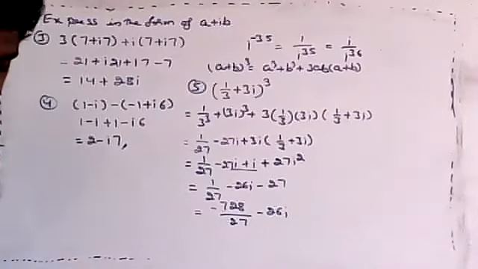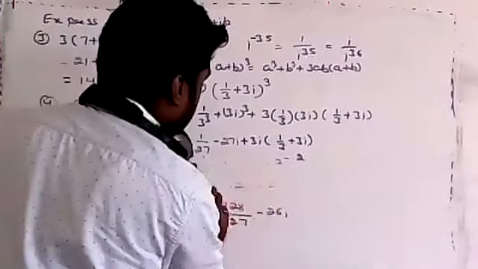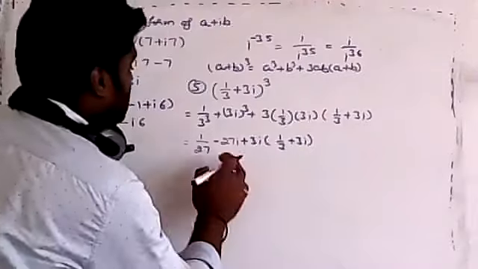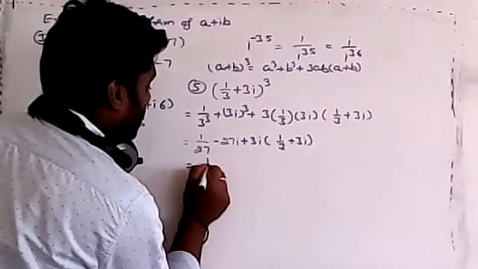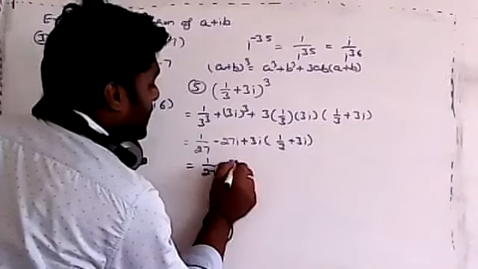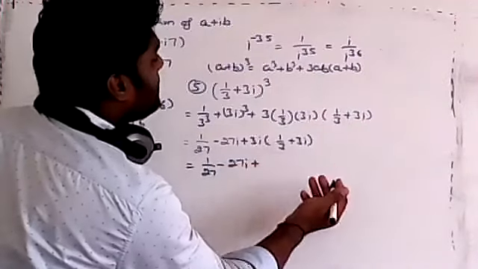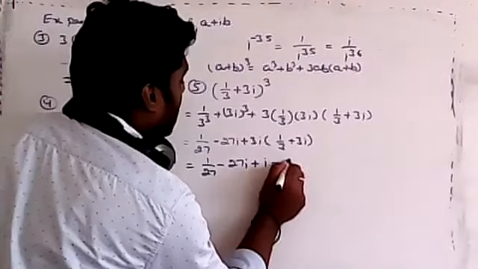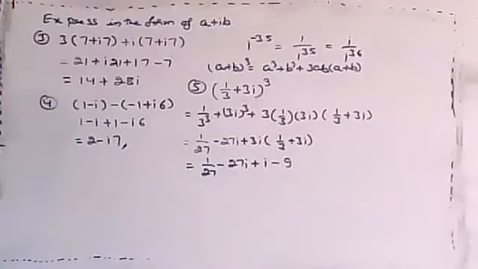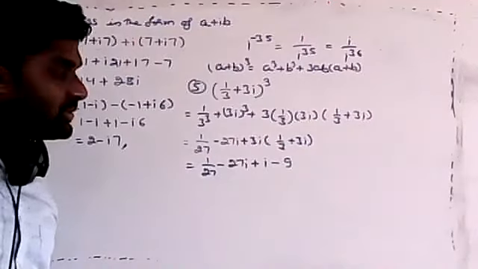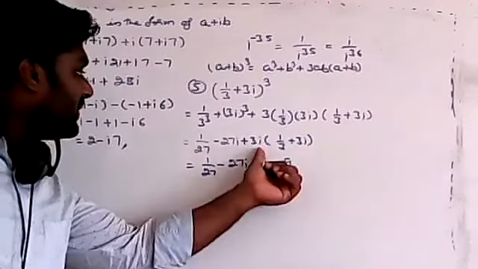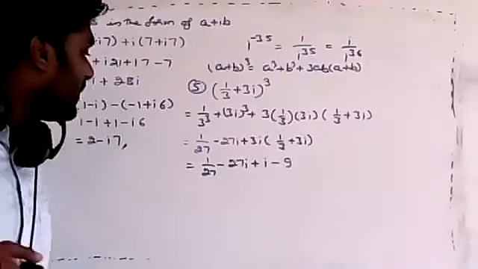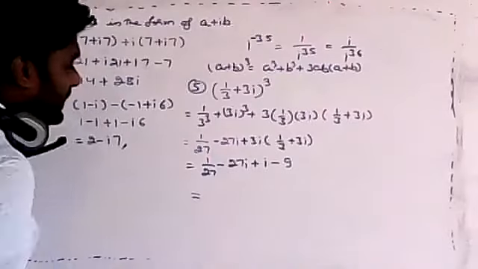Oh, sorry, I made a mistake here. So we have to take this one as what? This is 1 by 27 minus 27i, and this is what? That is i, and here 3 minus 9 it is, no? Yes, minus 9. No, i square is minus 1. Yes, right. Sorry, I made a mistake here. 3 square is 9, 3 into 3 is 9, i square is minus. Okay, so now you can go for it. You'll get the answer as what?